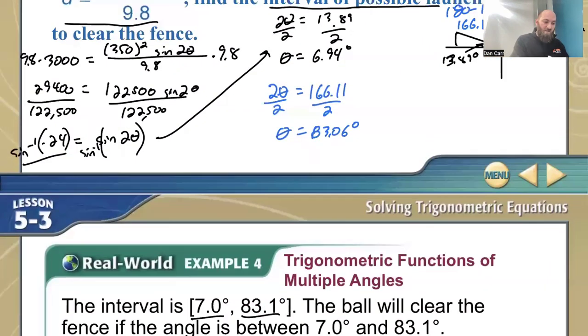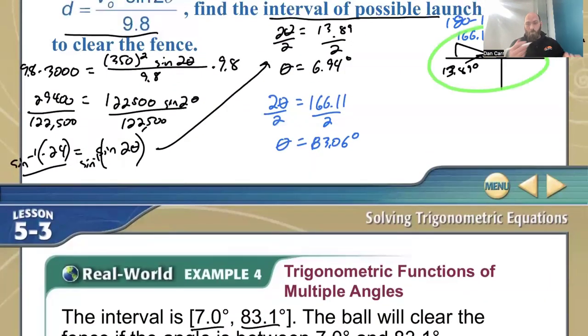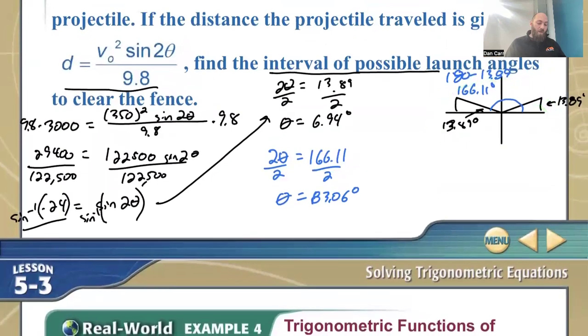So this diagram does not really represent the launch angles here, but we use that diagram to help us find our two possible angle measures that might help with this.